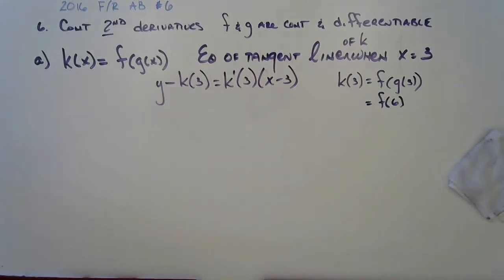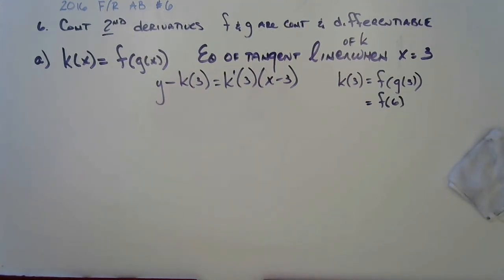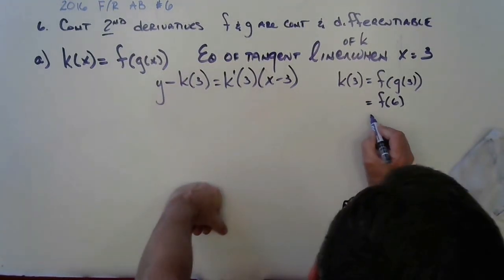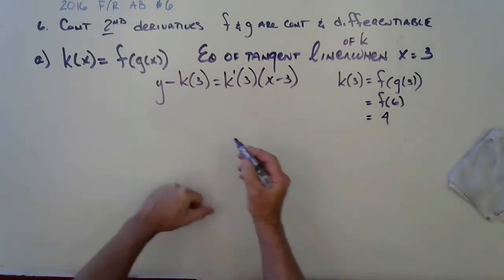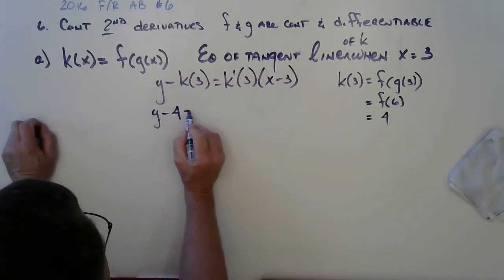g of 3 is 6. It says on my table, g of 3 is 6. But g of 3 means this, because it's a composition, becomes f of 6. And my table tells me f of 6 is 4. So this is now y minus 4.